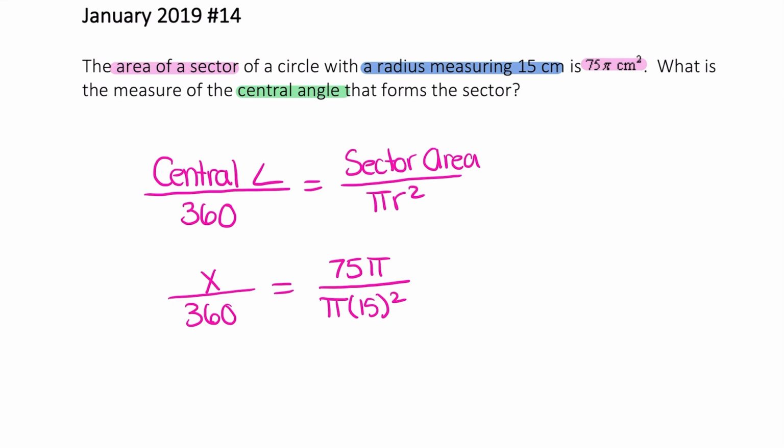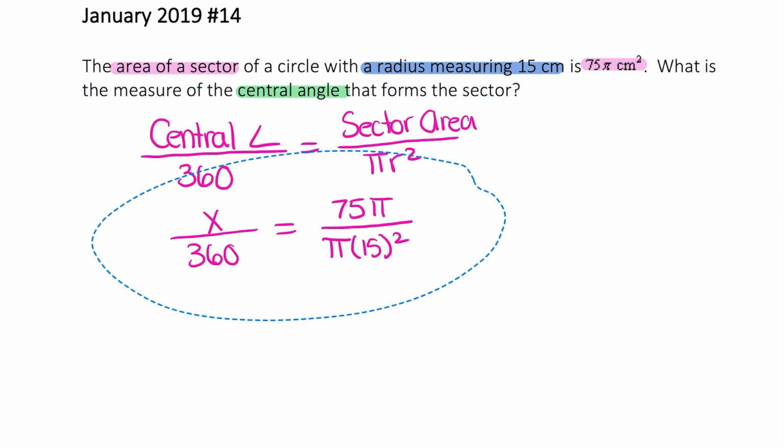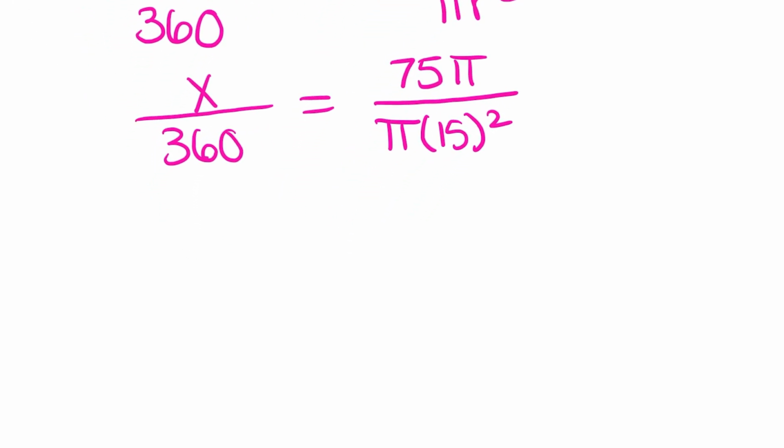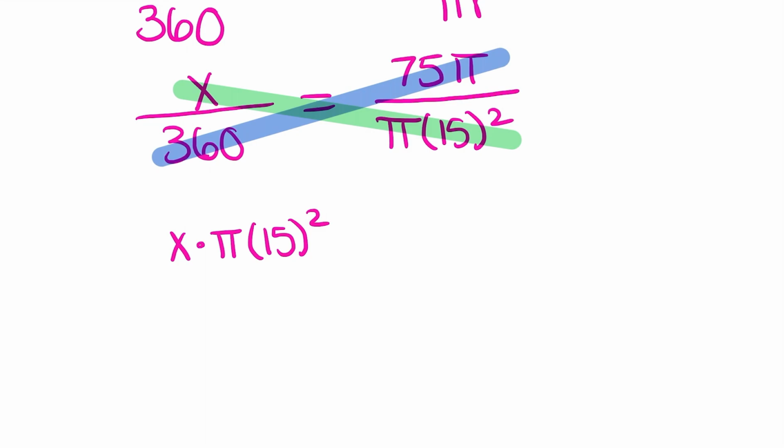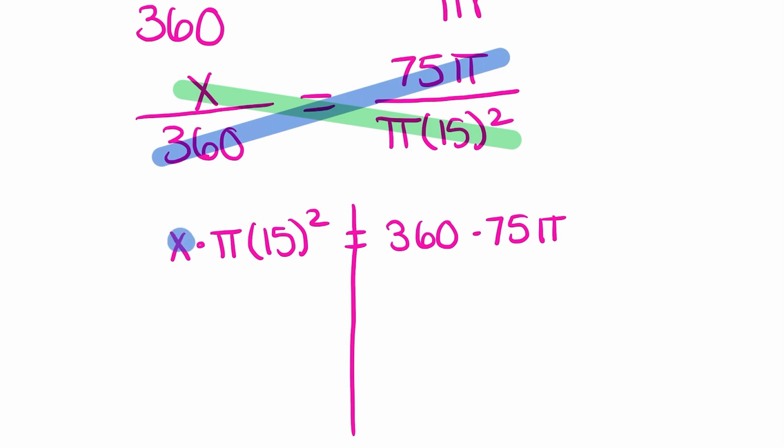Okay, so a little bit different than last time. I'm just going to shift this up to give us some room, but the same ratios. So I'm going to go ahead and cross multiply x times pi 15 squared. And then when I cross multiply this way, I get 360 times 75 pi. So again, I'm just going to notice where x is, and I'm going to get rid of everything that's not x. So pi 15 squared, this whole thing on both sides.